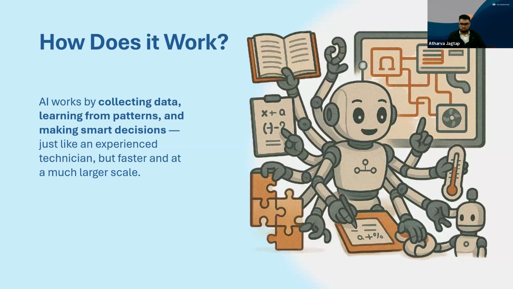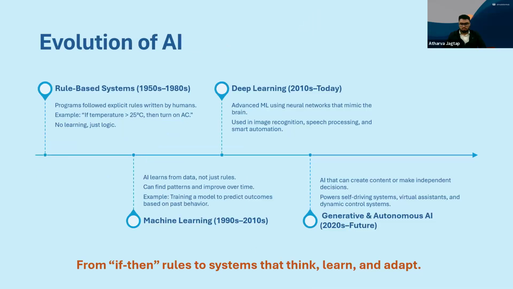In the next slide, we'll see how AI has evolved over time. The first era is where rule-based systems work.